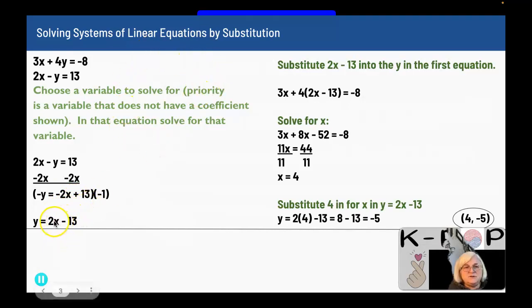Now I take that 2x minus 13 and I go to my first equation and I put it in for the y in my first equation. So I have 4 times y. Well, instead of 4 times y, I'm going to have 4 times 2x minus 13. So 3x plus 4 times 2x minus 13 equals negative 8. Now I distribute, combine similar terms, and solve for the x, because I have one equation with one unknown.